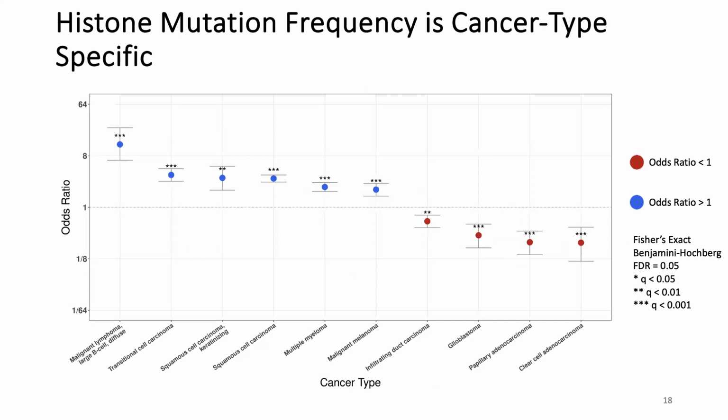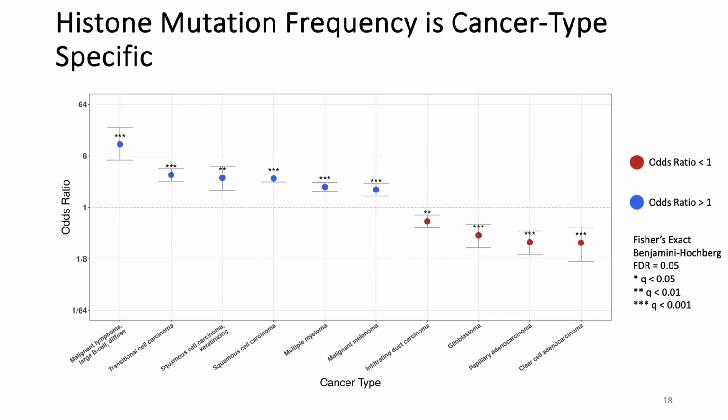Now, as part of our project, we also wanted to identify which patients might be specifically prone to harboring histone missense mutations. And the first place we decided to look was to determine if cancer type is associated with the presence or absence of histone missense mutations. And so we did manage to find a number of different cancer types where histone missense mutations occur more frequently when compared to patients inside of other cancer types.